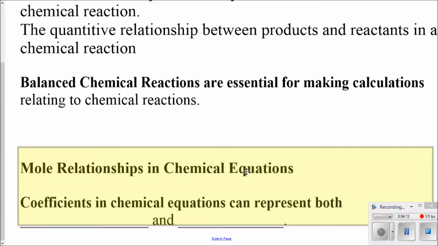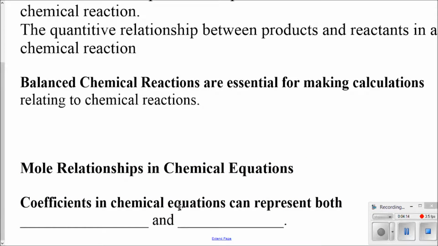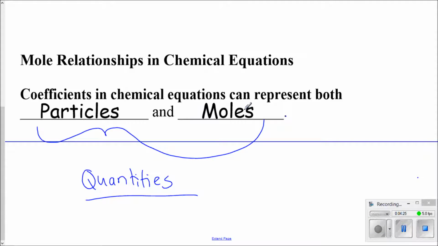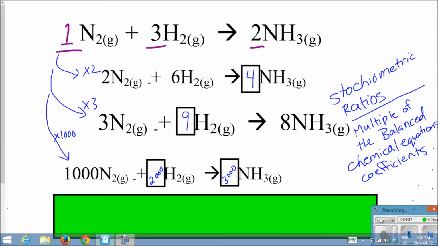And mole relationships in chemical reactions. The coefficients in equations can represent both molecules or particles, or actually moles. So they can represent particles and moles, and coefficients are quantities, and so are particles and moles. So the coefficients do not represent what we call mass ratios, but they represent quantity ratios.